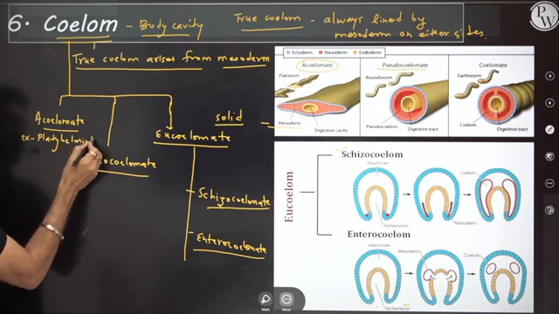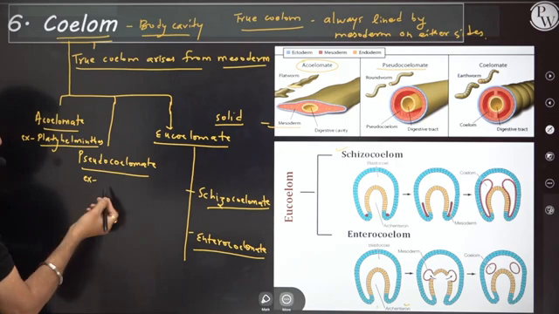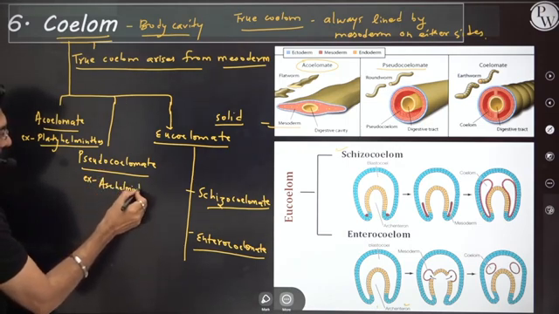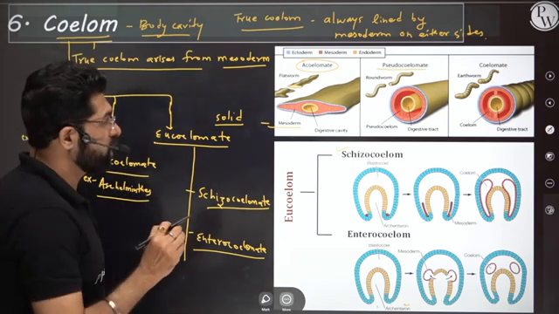Platyhelminthes, only one example here. Pseudocoelomate, example only one again, that is Aschelminthes. Aschelminthes are the only ones which have the pseudocoelom. False coelom.